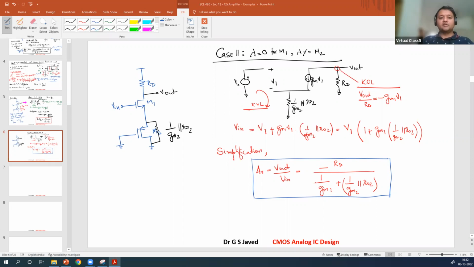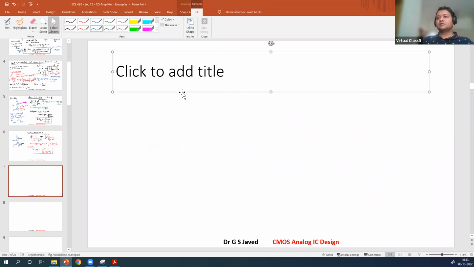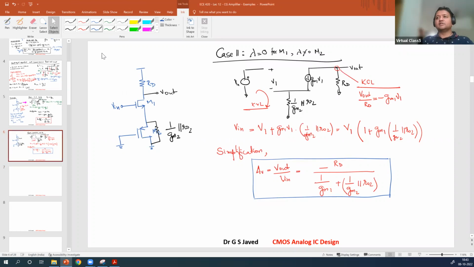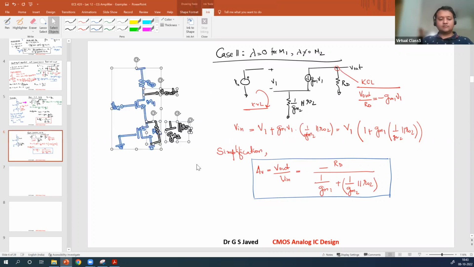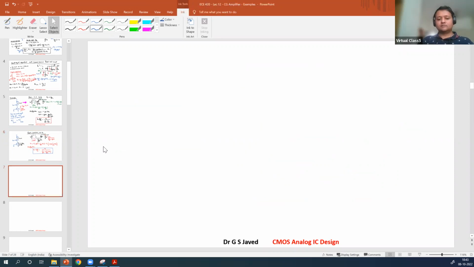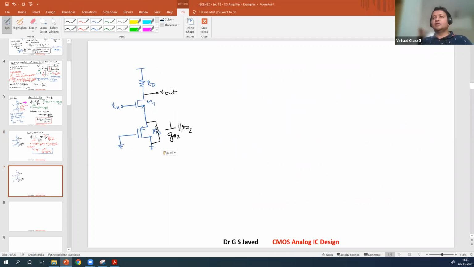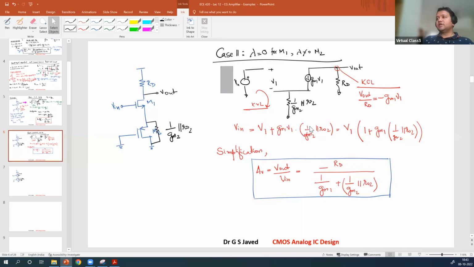So what is the third condition? Right. The third condition looks something like this. In this case, you will have an output impedance here also, right? So this will be RO1. How will the small signal value change in that case?